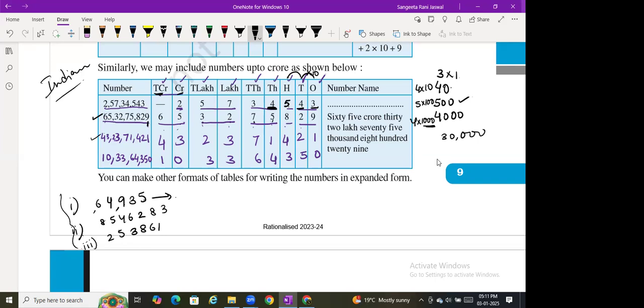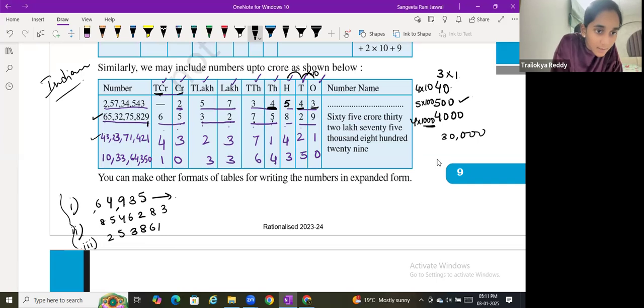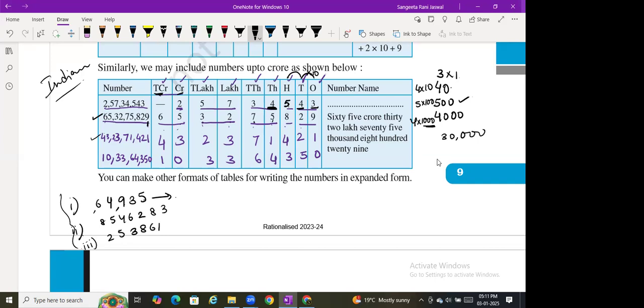Trilokya, how will you read the first number? Ma'am, 64,935. Yes. See, you can write the place values here also. Suppose you are doubtful, every time you cannot make the table like this. So you can just write down ones, tens, hundreds, this is 1,000, this is 10,000. Okay, Adya, tell me the second one. 85 lakhs 46,283. Okay, good.